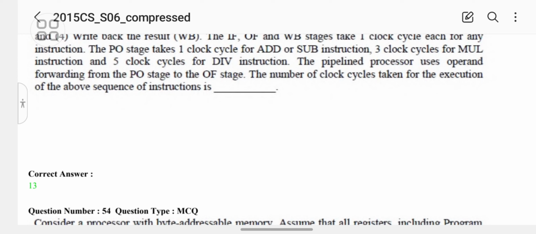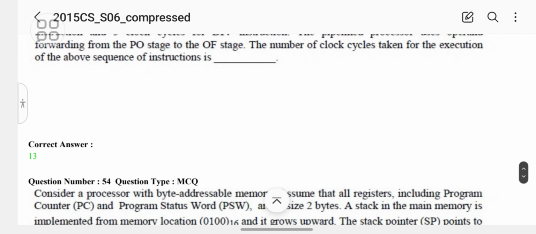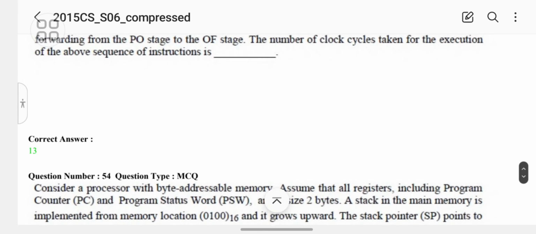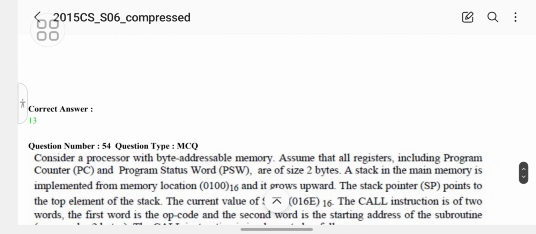The pipelined processor uses operand forwarding from the PO stage to the OF stage, right? So the number of clock cycles taken for the execution of the above sequence of instructions is what? For this, our answer will be 13.